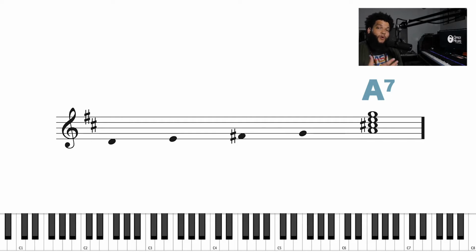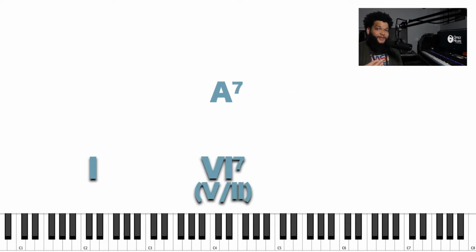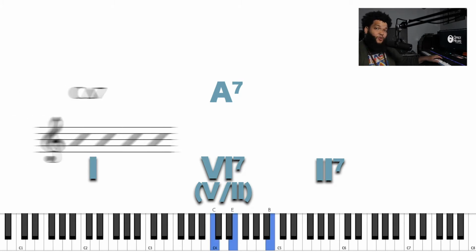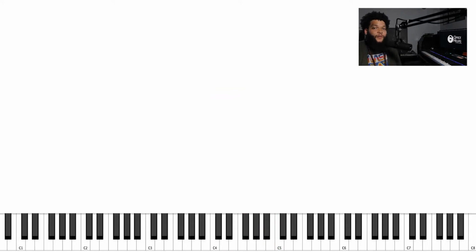So in this case, we're borrowing that A7 from the key of D so that we can move from 1 to the 5 of 2, which is the same as 6 dominant, which leads us to that dominant 2, which is D7. So we're on 1 of C major 7, and then we move to that A7. That A7 serves as the 5 of our 2. Now it's important that we understand this so we can really see how these ideas are stringing together.